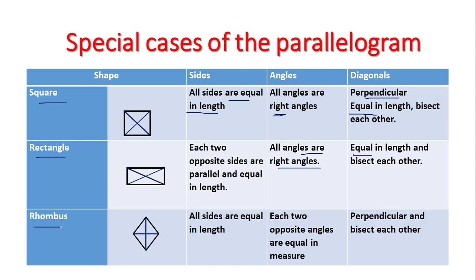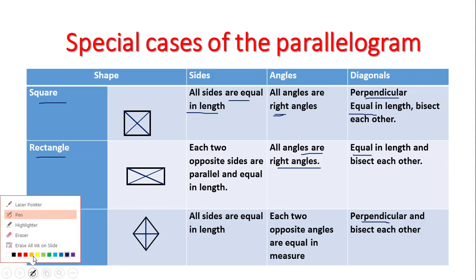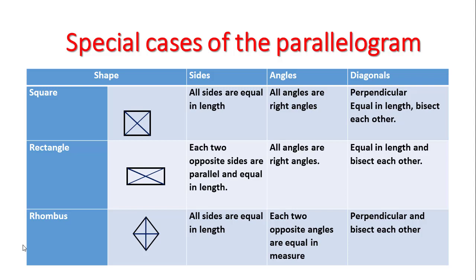Let's move to the rhombus. In the rhombus, all sides are equal in length, like the square. Each two opposite angles are equal in measure, but they don't equal 90 degrees. The diagonals are perpendicular and bisect each other, but they shouldn't be equal in length. So the diagonals are equal in length in the rectangle, the diagonals are perpendicular in the rhombus, and the diagonals are perpendicular and equal in length at the same time in the square.